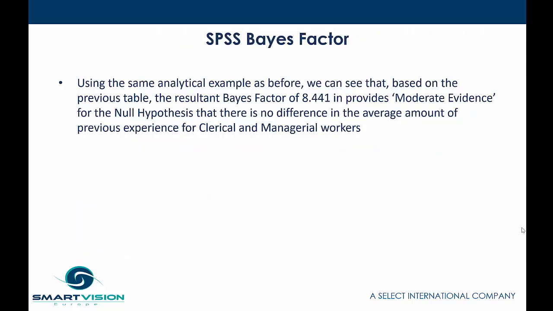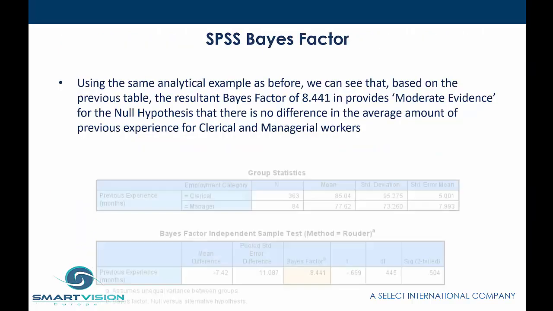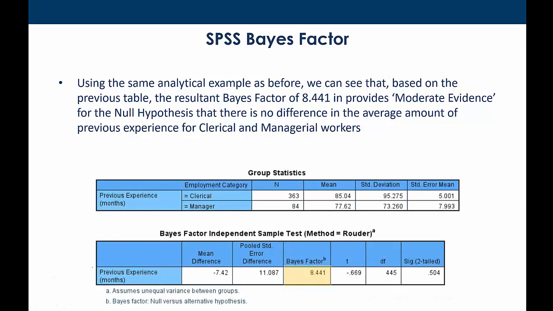And just to show you what that would look like, using the same analytical example as before, we can see that based on the previous table, the resultant Bayes factor is 8.441, which is down here. It provides moderate evidence for the null hypothesis that there's no difference in the average amount of previous experience for clerical and managerial workers. Now, we need to be clear what we mean by moderate evidence for the null hypothesis.